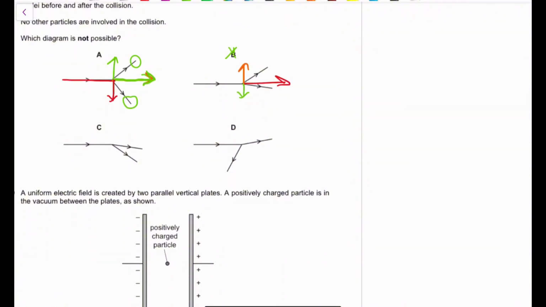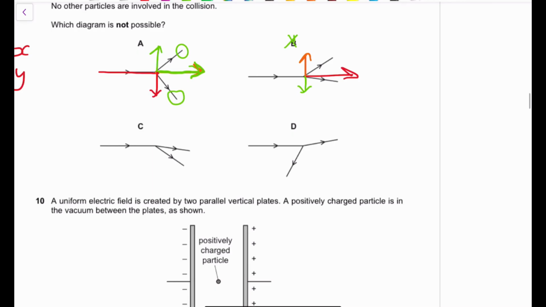Because momentum balances out. But if you look at D, for example, this one slightly to the vertical and then that one slightly going to be resolved upwards, they cancel out. This one's going to move slightly to that direction and then that one slightly to that direction, they cancel out. So momentum is conserved both in the X and in the Y.